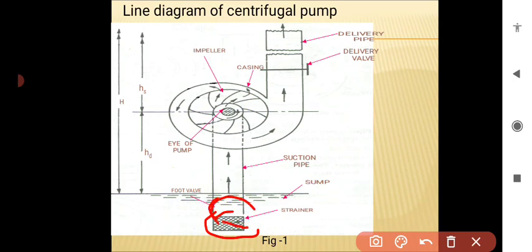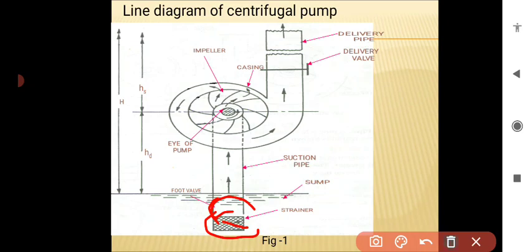A foot valve is fitted just above the strainer in the suction pipe. The foot valve is a non-return valve, or one-way type of valve. It prevents the water from flowing back to the sump from the storage tank when the pump is not working. It opens only in the upward direction.